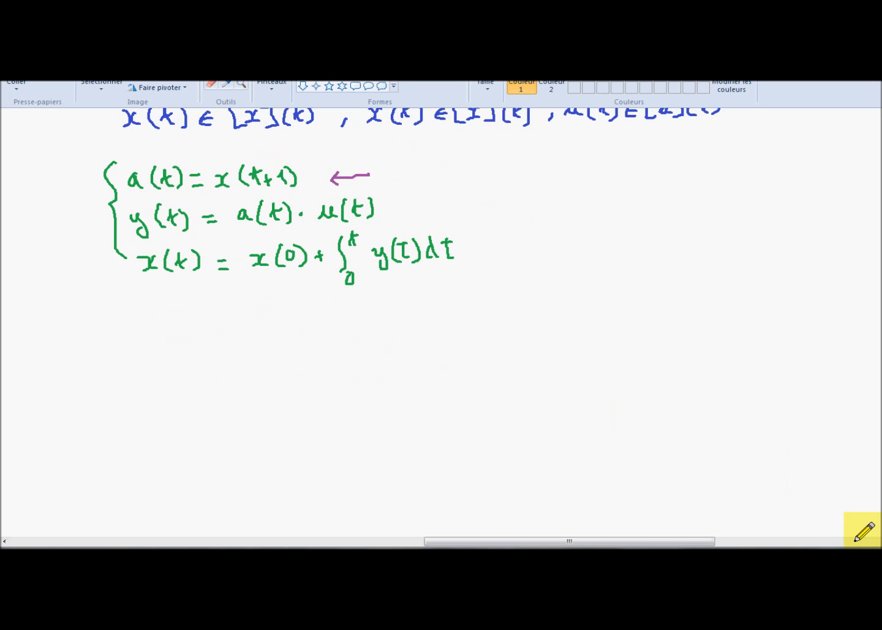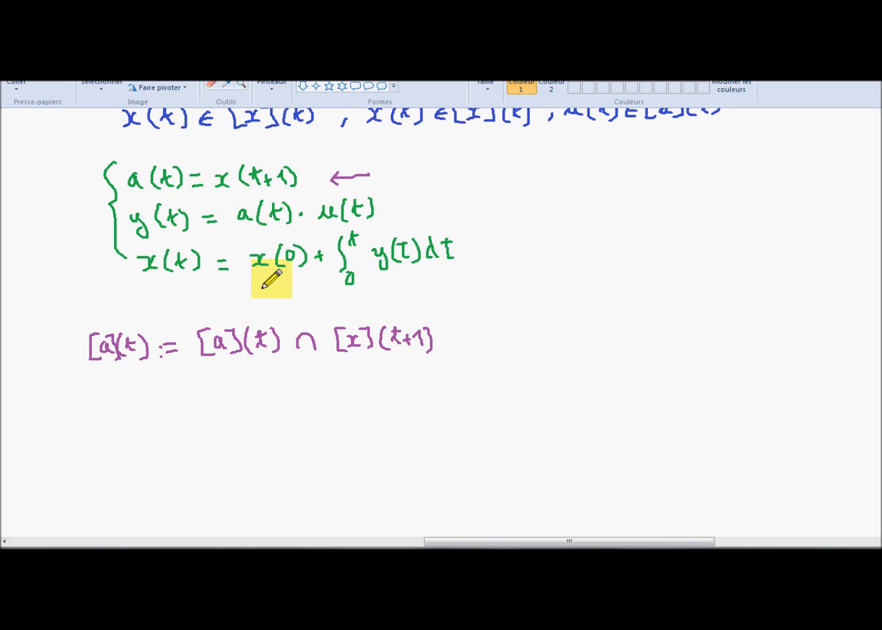So from this equation, I will be able to write a contractor. So A of t will be contracted as follows. It belongs to A of t, the previous one. So the new contracted tube corresponds to this one, but it is also the intersection with the shift of x of t plus 1. So this one is obtained by shifting by 1 the tube for x.